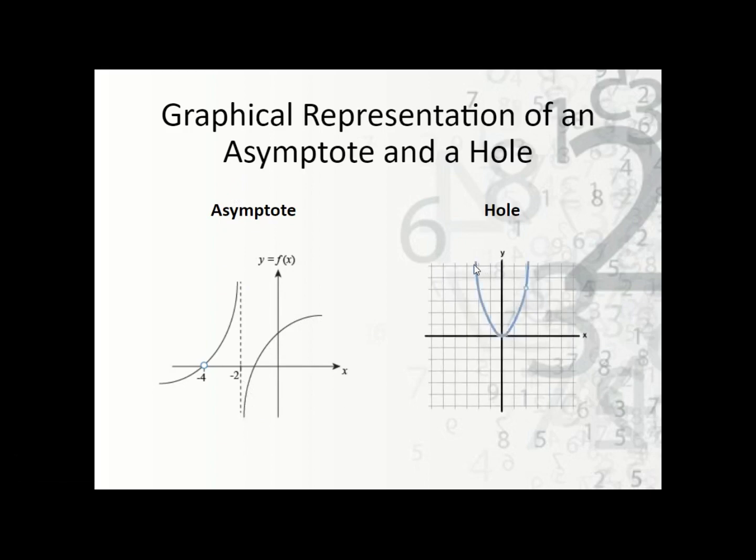Now a hole, an example of that would look like this. We have our parabola here, and then just at this one spot, it's missing. So the graph continues and does cross, it just has a point there where it doesn't actually exist.